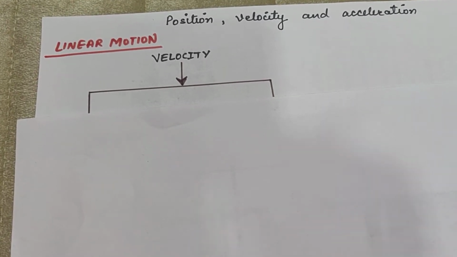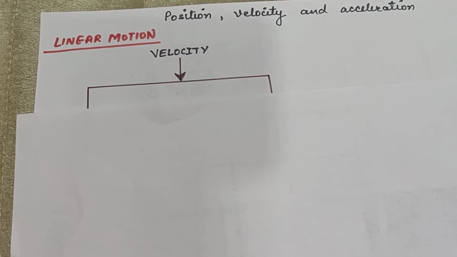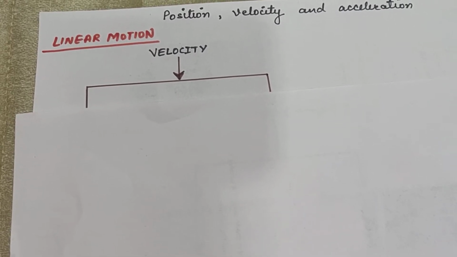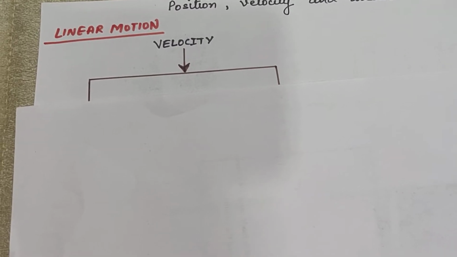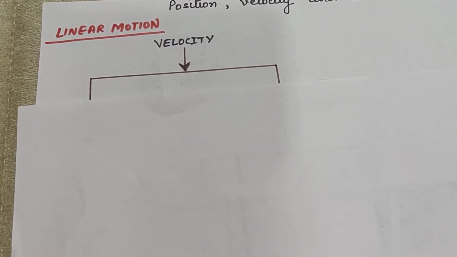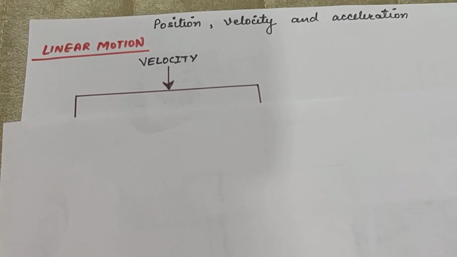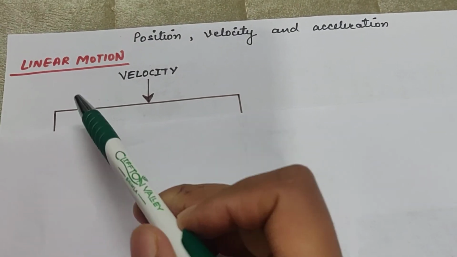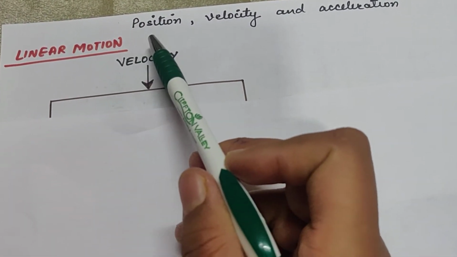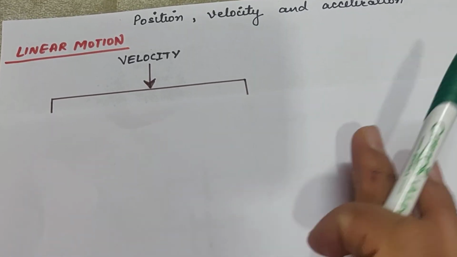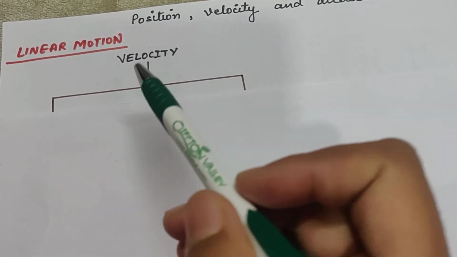So far we have studied distance, displacement, speed, velocity and acceleration. I just told you what they actually mean. In today's module, we will study them all together and try to relate them. Here I have considered linear motion. In linear motion, you know that speed equals velocity, as distance equals displacement.